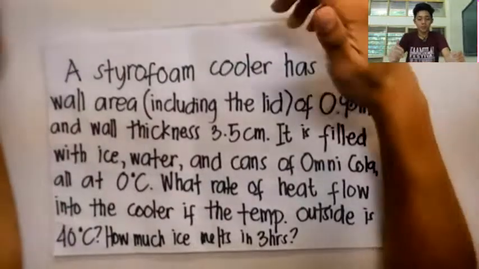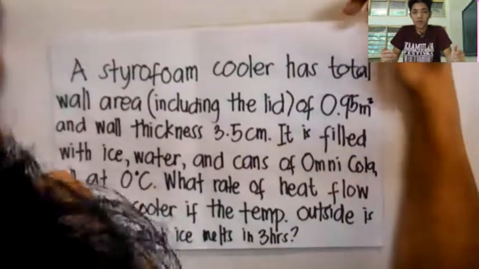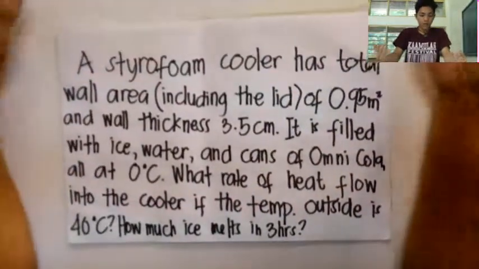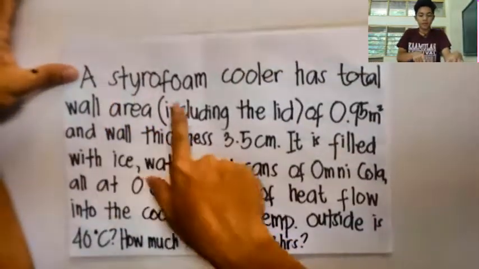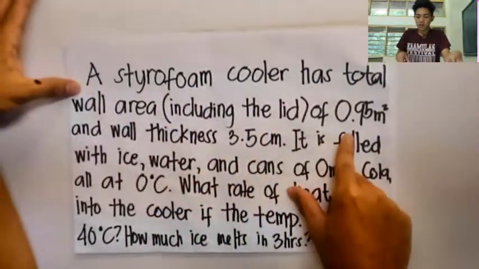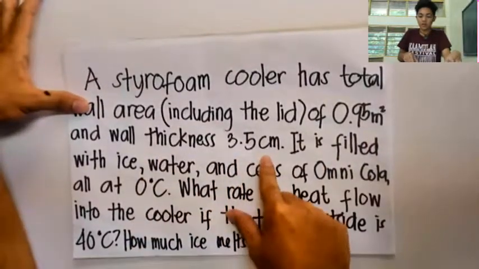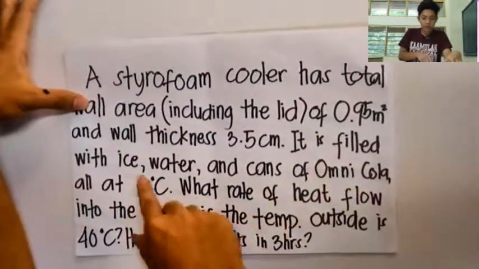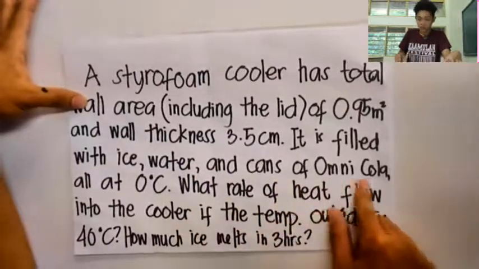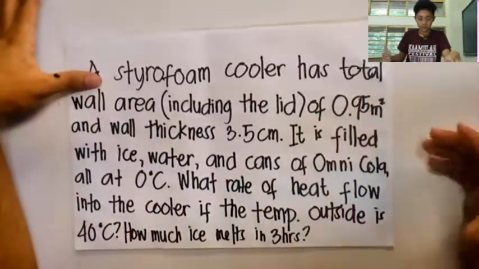So next, we have a sample problem on the mechanism of heat transfer by conduction. Let me read this. A styrofoam cooler has a total wall area, including the lid, of 0.95 meters squared and a wall thickness of 3.5 centimeters. It is filled with ice, water, and cans of Omnicola, all at 0 degrees Celsius. They are inside the styrofoam.